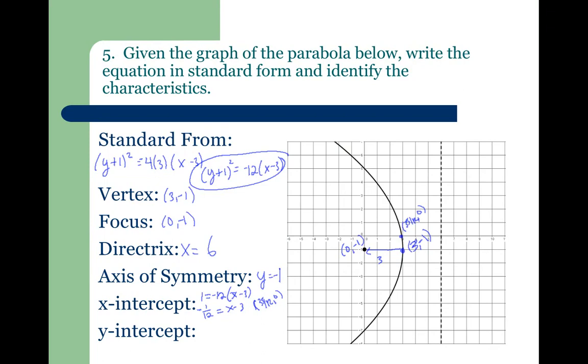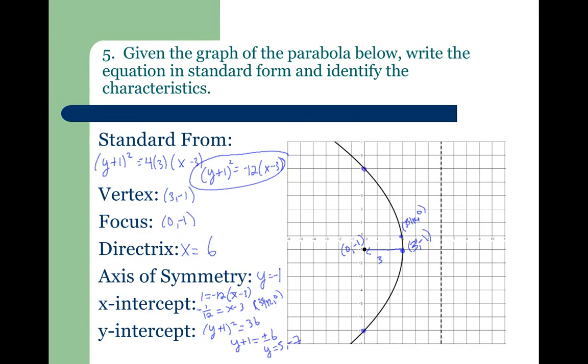And the y-intercepts we can see, but why don't we do it algebraically as well? So that's where x equals 0. So (y + 1) squared equals, that's going to be 36, right? When we take the square root, y plus 1 equals plus or minus 6. So y is going to equal 6 minus 1 is 5, and negative 6 minus 1 is negative 7, right? Which we can see here.